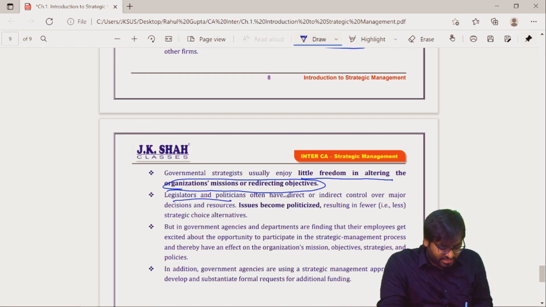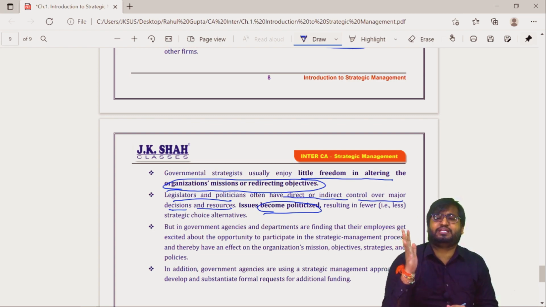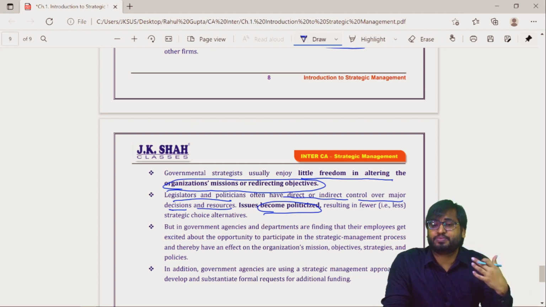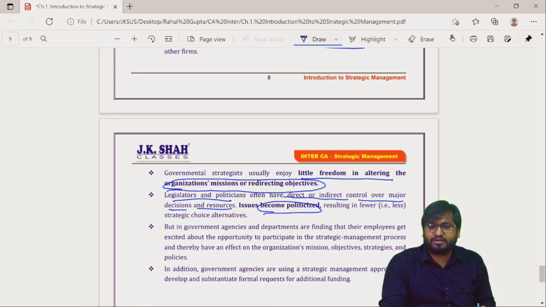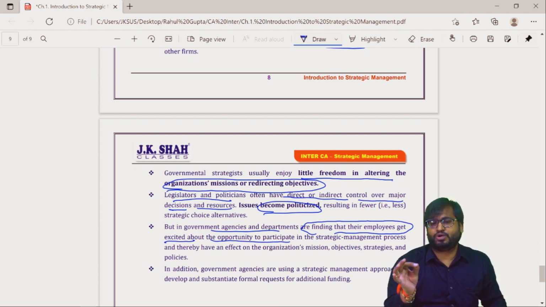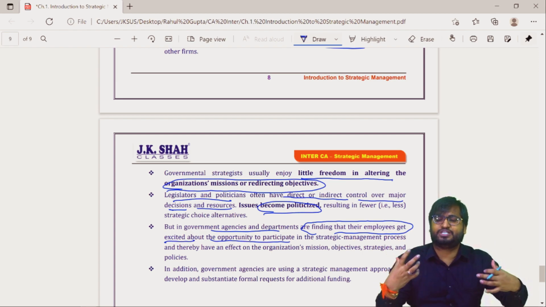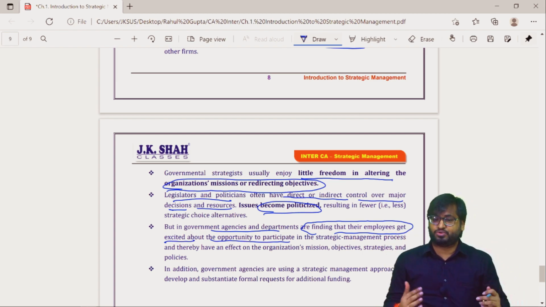Legislature and politicians have direct or indirect control over the majority of the decisions and resources. Issues become politicized. They will have debate over television channels, saying this is right or this is not right. Ultimately, who will lose? Taxpayers' money is being wasted. But in governmental departments and agencies, people find that employees get excited about the opportunity to participate. The employees are happy that we are able to showcase our talent. So they get excited about this opportunity.